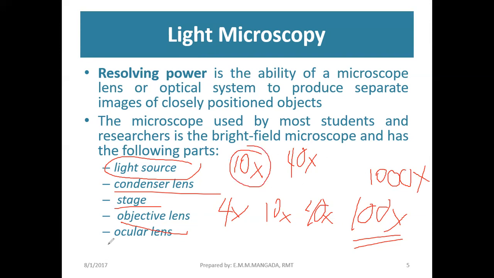And then of course, your ocular lens, kung saan po tayo sumisilip, where we peep, where we observe yung ating specimen at view. Okay? So the magnification for our ocular lens is 10 times, or 10x. Okay? So those are the basic parts of our microscope.